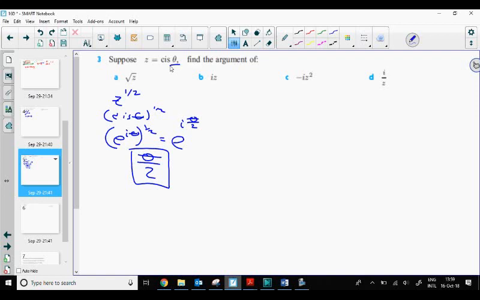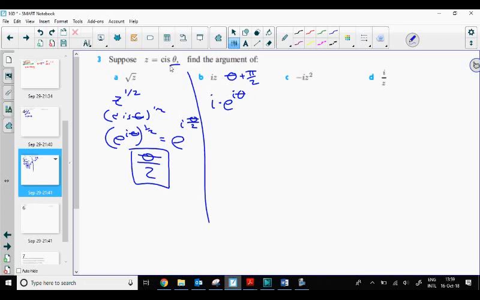For letter B, I already know the answer because we've talked about this problem in both of the prior videos. When I multiply a complex number by i, the angle should increase by pi over 2, so I am fully expecting this one to be theta plus pi over 2. Let's now justify that using Euler's form. This is going to be i times e to the i theta. But what is i as a complex number? We've talked about that before.